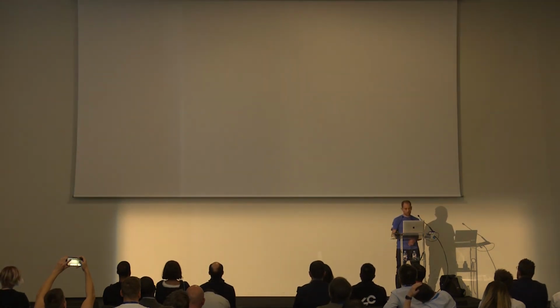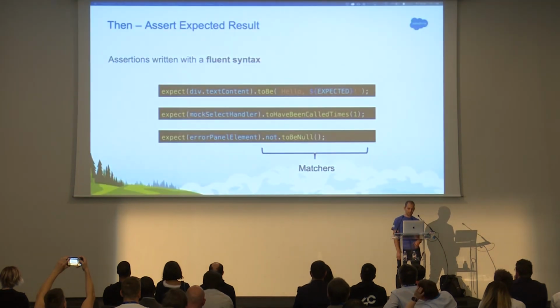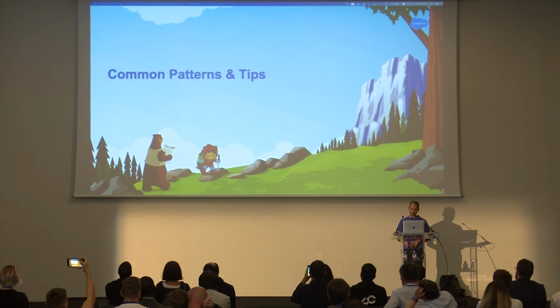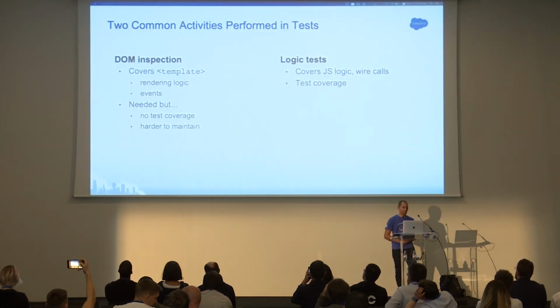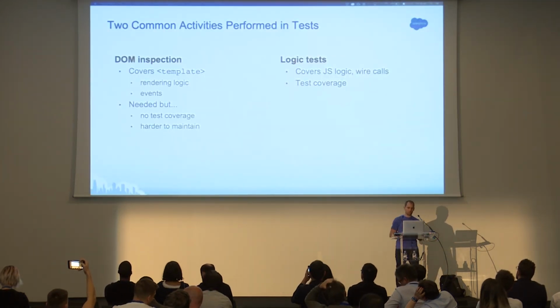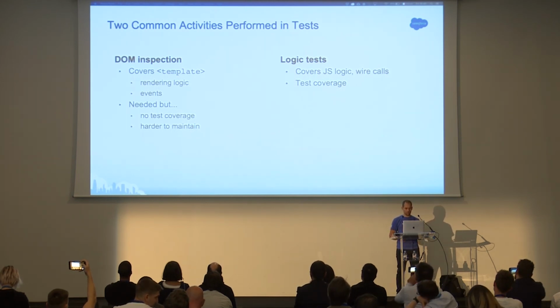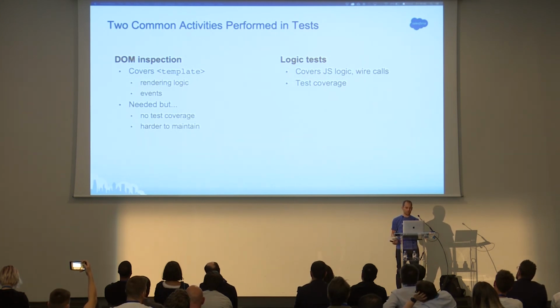So we've seen the structure of tests, we've seen how to run tests. Let's now go into some common practices and good patterns that you can adopt. The first thing that is important is that when you write a lot of tests, there are two types of behaviors that you're going to test in your code. The first one is DOM inspection, and the second one is really testing the logic itself.